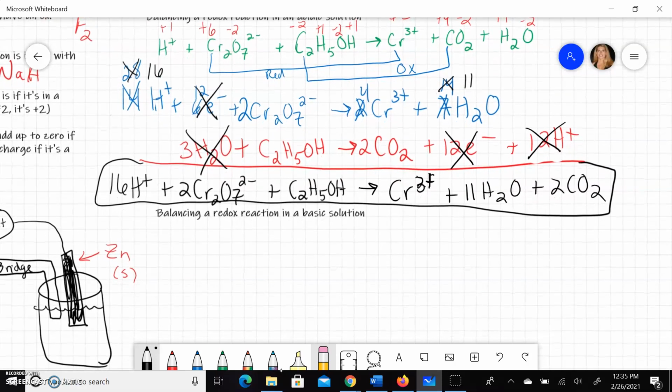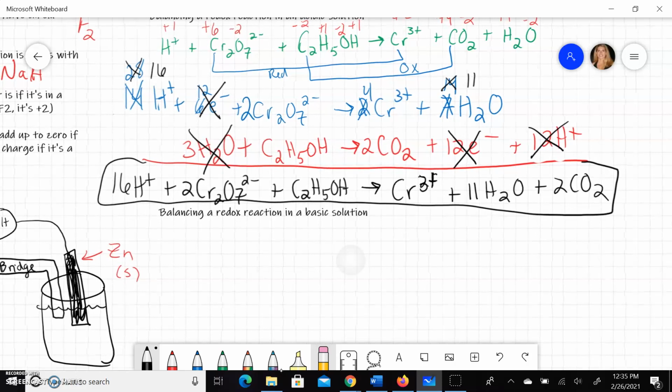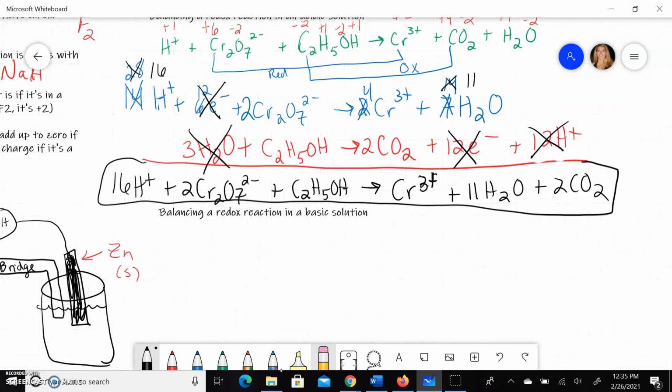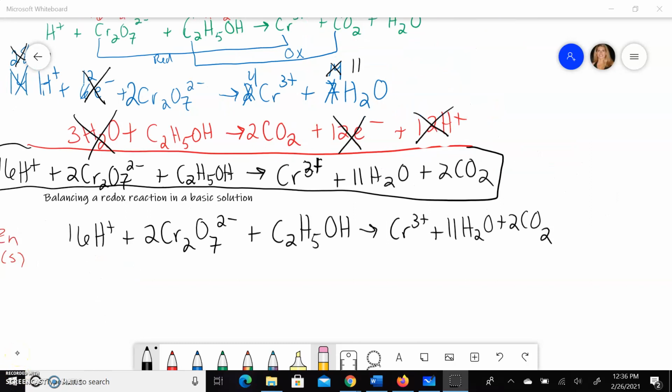If it says in a basic solution, you're going to do the same thing, except you have one more step at the very end. So I'm going to rewrite this reaction real quick. So the difference for a basic solution is that you can't have H plus in the reaction, and so you're going to add however many hydroxides you need to turn all of those into waters. But you can't just add hydroxide to one side without adding it to the other side as well. And then we can actually fix some of the waters, so now these 11 waters get canceled and this turns into a 5.